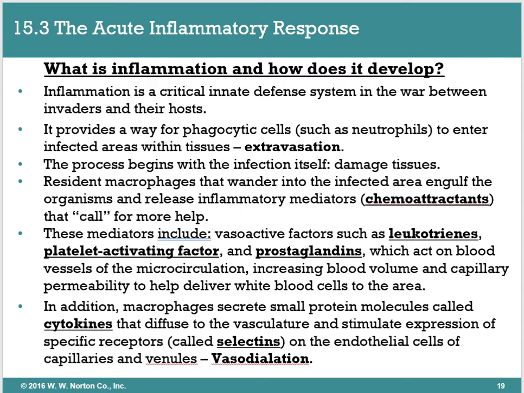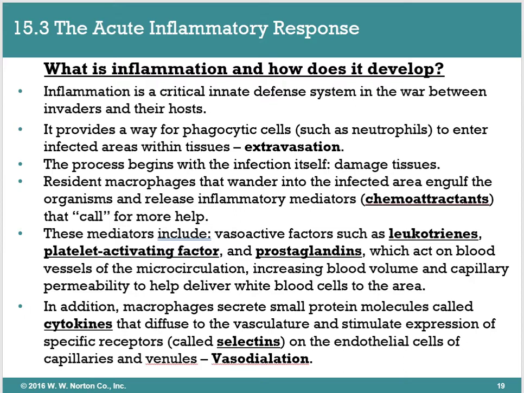The whole process will begin once you have damage to tissue. Once you have damage to a tissue, you will have inflammation, and that will happen whenever macrophages are in the area. They notice that there is a breach in defenses, like in the skin, and from that they will start engulfing microbes, as well as release chemicals called chemoattractants, and these call for help.